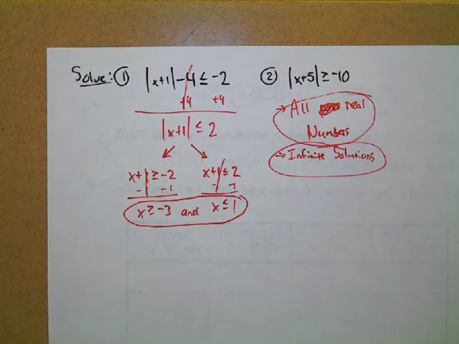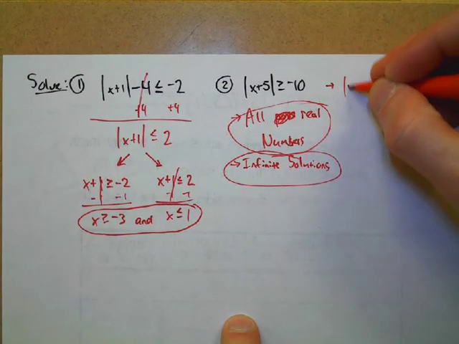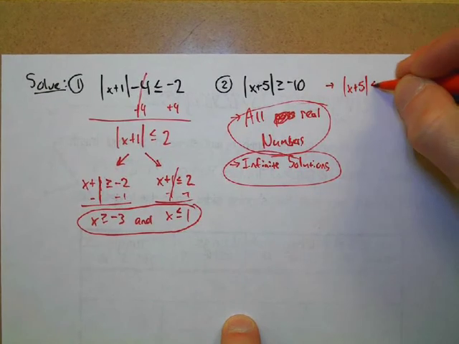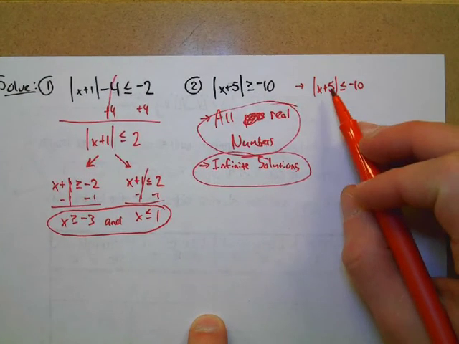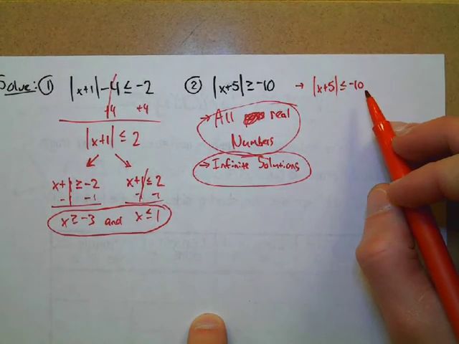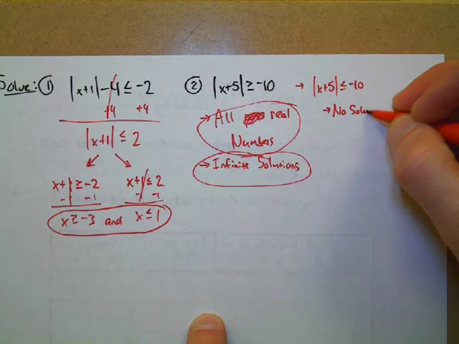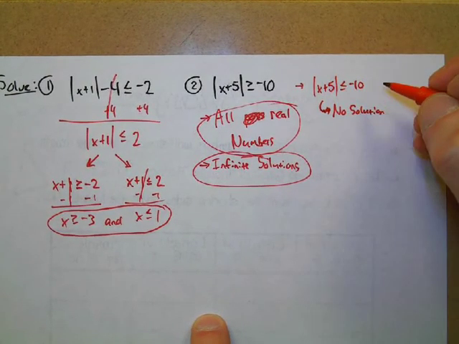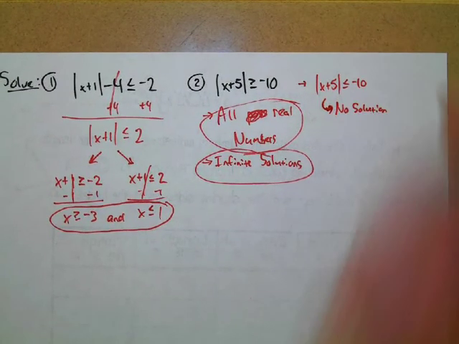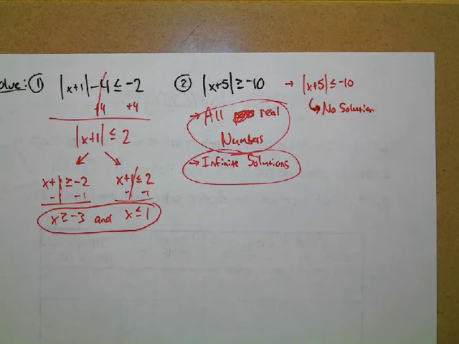Likewise, if I change this to absolute value of x plus 5 is less than or equal to negative 10, when will the absolute value of something be less than a negative number? Never. So no solution would be the answer here. Questions on any of that?